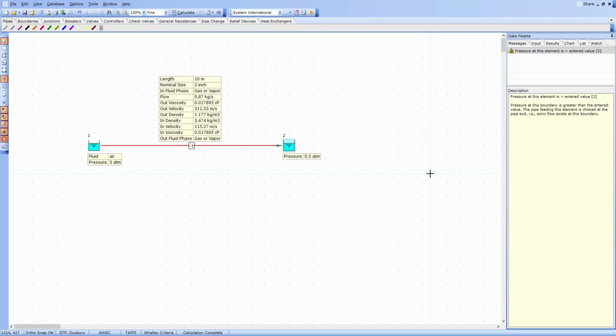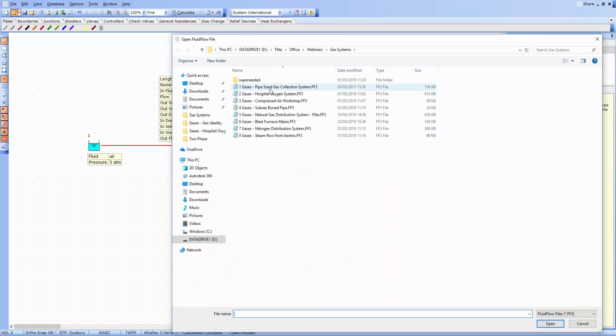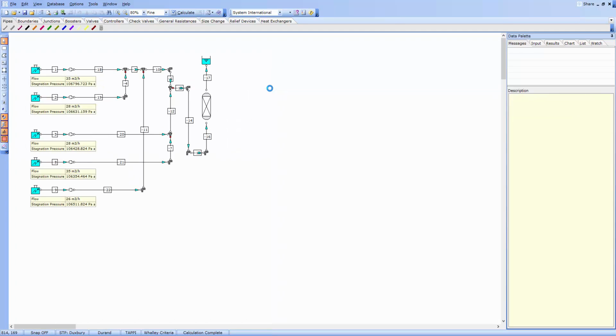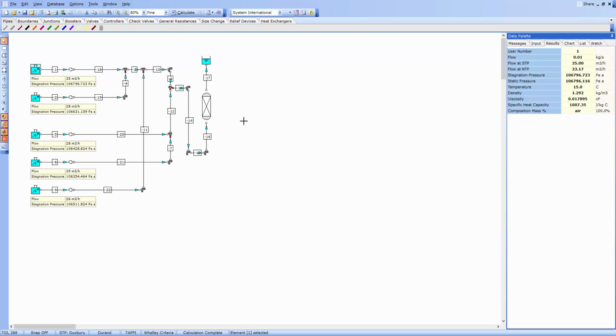So let's now look at a selection of larger modeled example cases. So let's look at this first one. This is a tank farm gas collection system. And the requirement in this case was to design and optimize the system for all five tanks filling and venting simultaneously, with air used as a first pass for simplicity as the gas in the system. Okay, this was a first pass design.